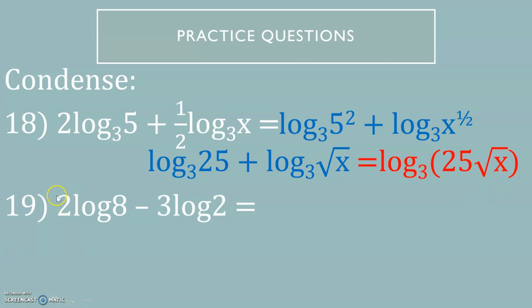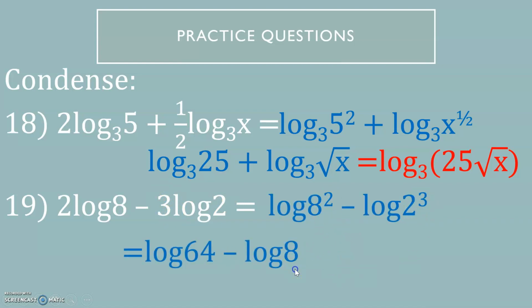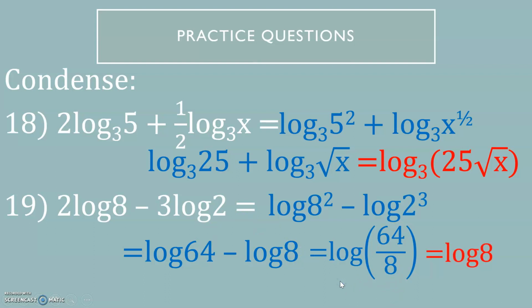Last example, write the coefficient as an exponent. 8 squared is 64. 2 cubed is 8. And since these logarithms are subtracted, we divide the arguments, and I can simplify. Log of 8, log base 10 of 8.